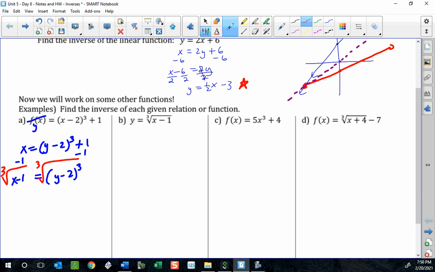And so what happens, the cube root here knocks out the cube power there. And so out pops y minus 2. And over here I have the cube root of x minus 1. There's nothing that I know about that. I just leave it like that.